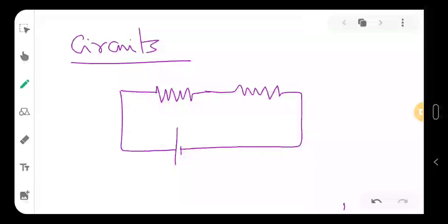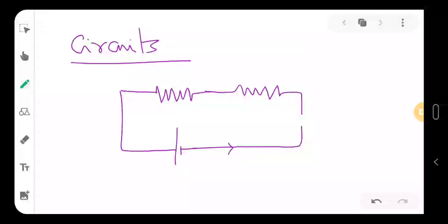So a circuit can be of two types. One is called open circuit, one is called closed circuit. So what is an open circuit? The open circuit means the path will not be completed. So the electrons can go from one direction like this, but somewhere they have to stop. Here they are stopping because the path is broken. So when this happens, we call this an open circuit.